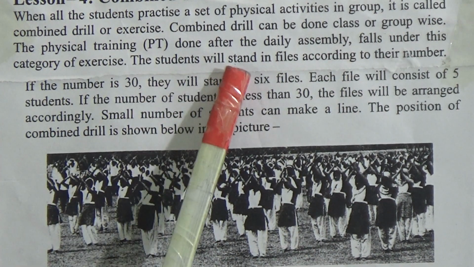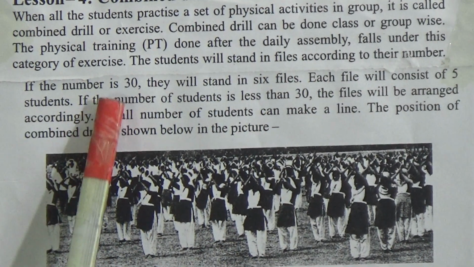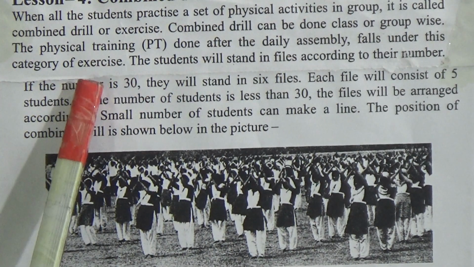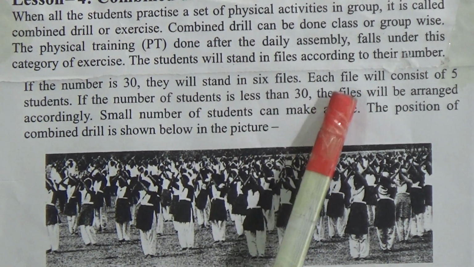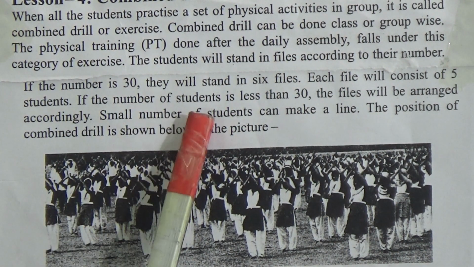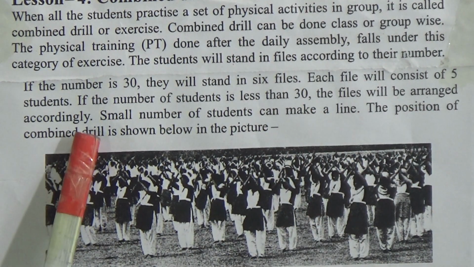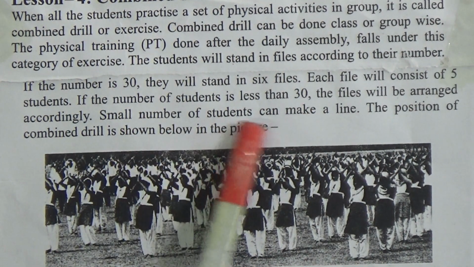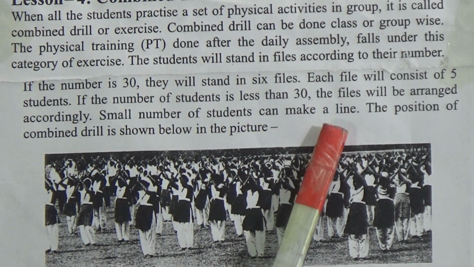The students will stand in files according to their number. If the number of students is 30, they will stand in 6 files. Each file will consist of 5 students. If the number of students is less than 30, the files will be arranged accordingly. A small number of students can make a line.